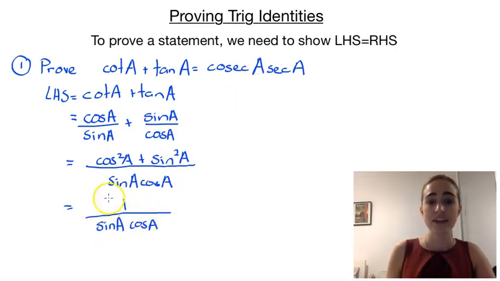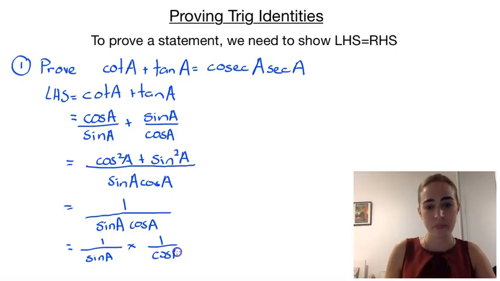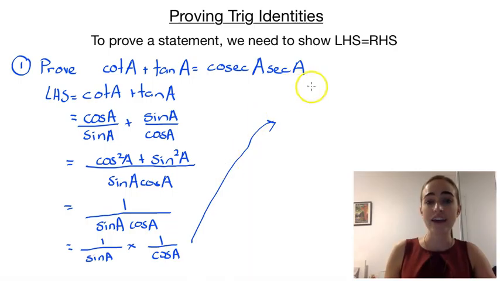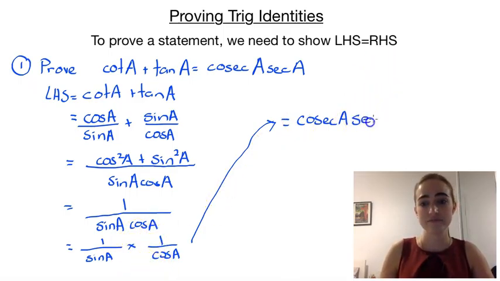And if we split that, we're going to split it into 1 over sine A times 1 over cos A. I've run out of room, so I'm just going to move up here. But 1 over sine A is cosec A, and 1 over cos A is sec A. And that is exactly what we're after.